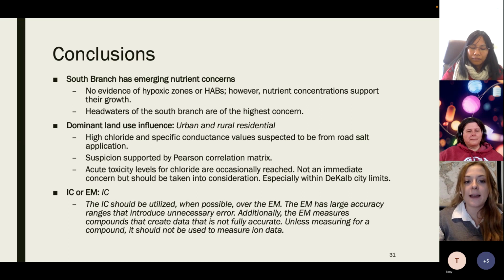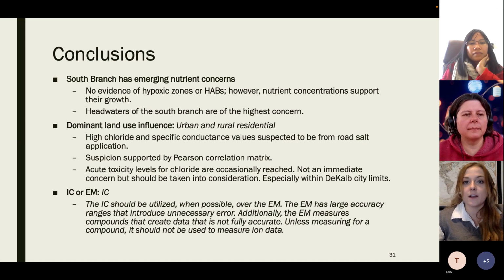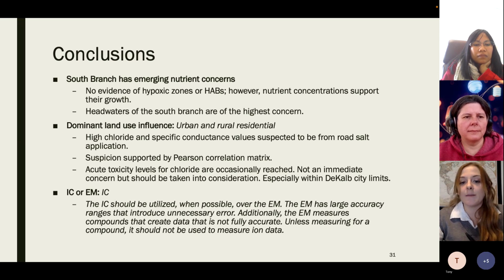When it comes to choosing between the IC or the Exact Micro 20, we should be utilizing the IC when possible over the Exact Micro 20. This is because the Exact Micro 20 has large accuracy ranges that are introducing unnecessary error, and it also measures compounds that create data that are not fully accurate. Unless we're measuring for that specific compound, we shouldn't be using it to interpret ion data because we're not getting that full picture.